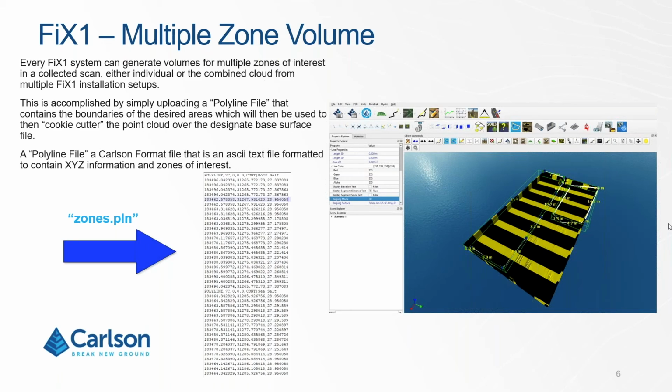So you're going to see on the screen here a simple visual display of what the polyline file looks like. And then on the right hand of the screen, you'll see one of our popular softwares, P3D, where you can actually create the polyline file, create the base and such like that. So the FiX1 will work with multiple Carlson titles.